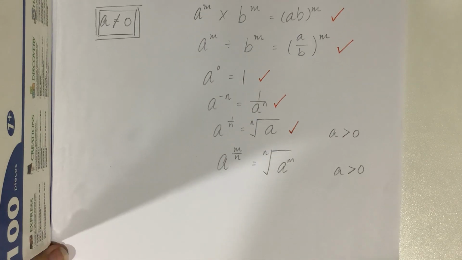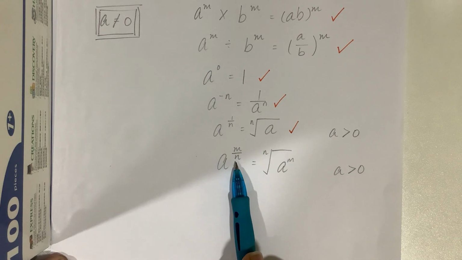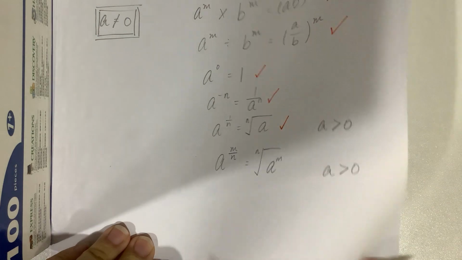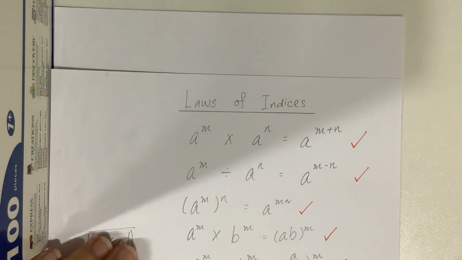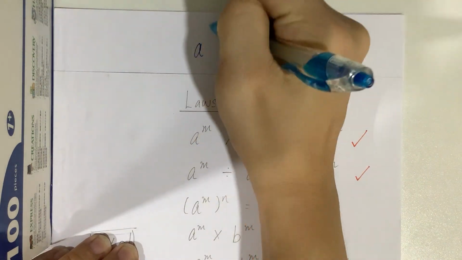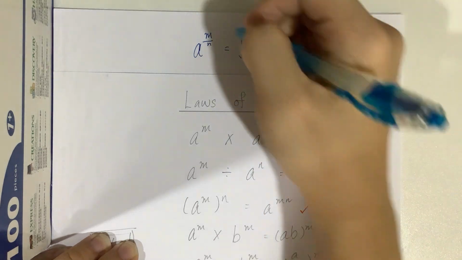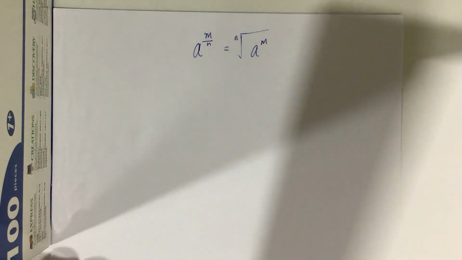We will be covering the last law, which is a to the power m over n is actually the nth root of a to the power of m. So let's write this rule down here first. a to the power of m over n equals the nth root of a to the power m. Now what does this mean?